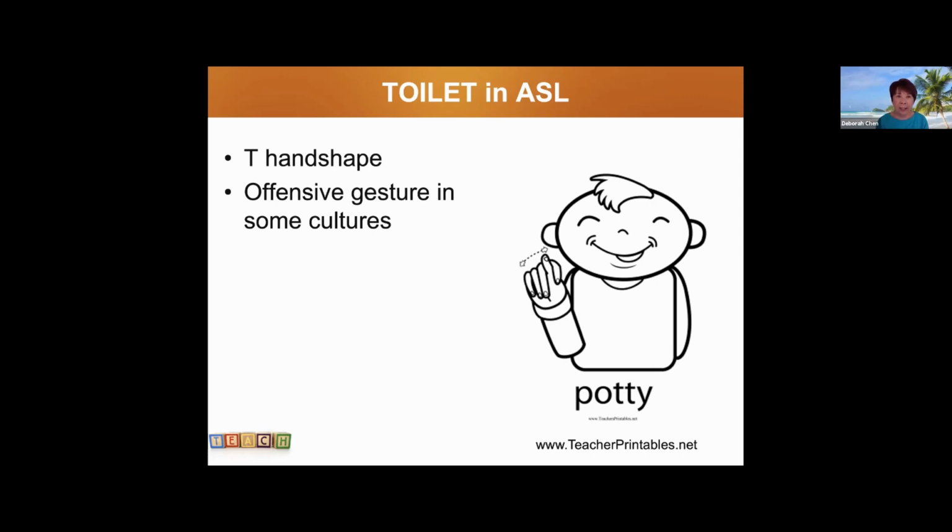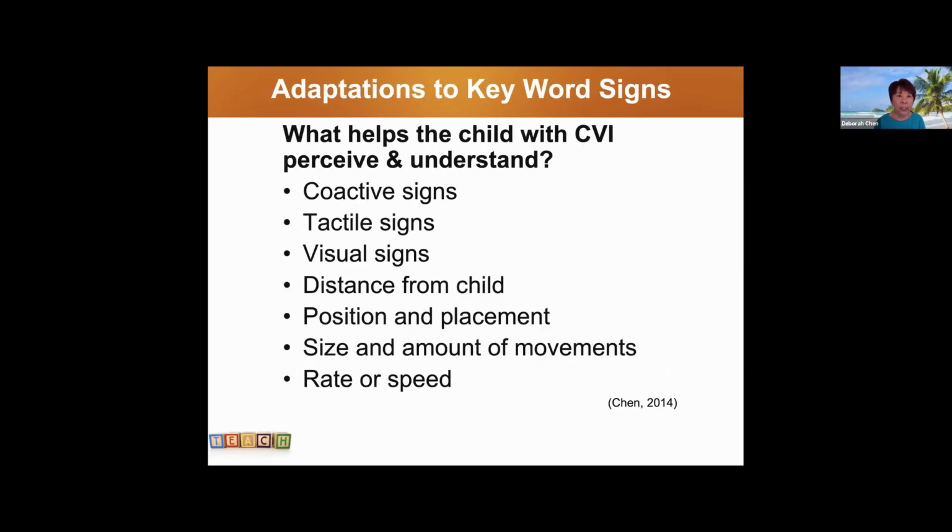The T hand shape, which is the thumb between the middle finger and the index finger, is the potty sign, but it is an offensive gesture, like giving someone the middle finger in our culture. So it's important to discuss manual signs as well as the manual alphabet with families and their meanings.